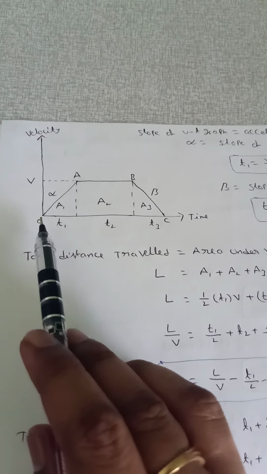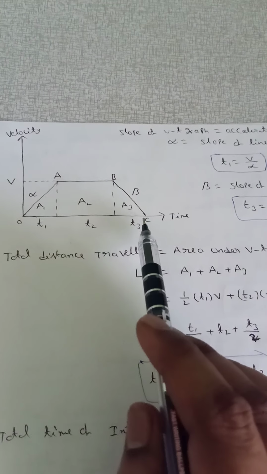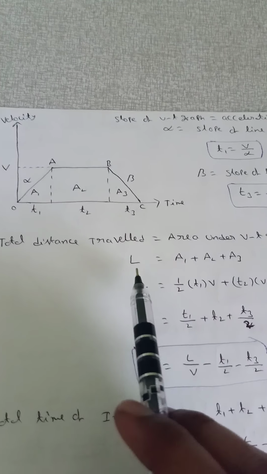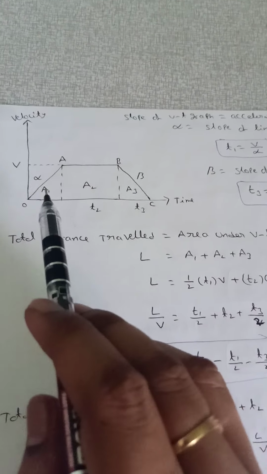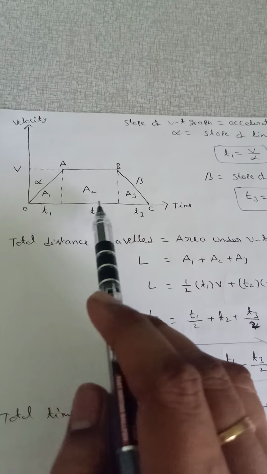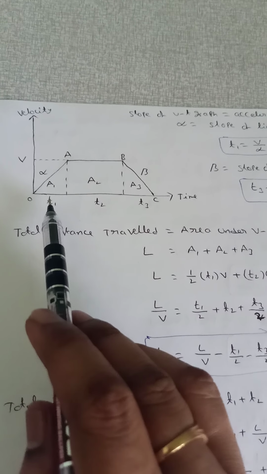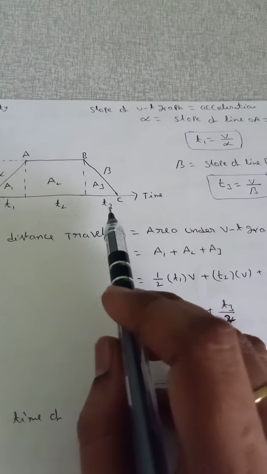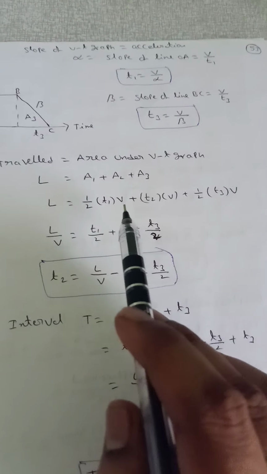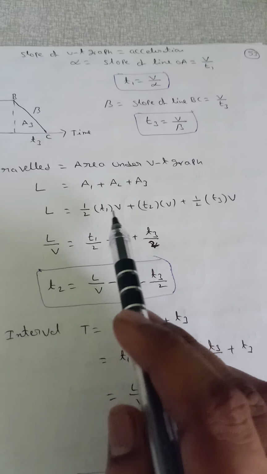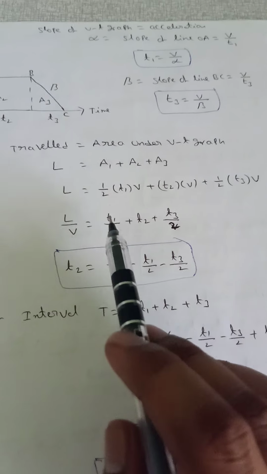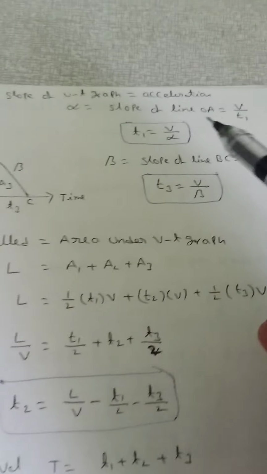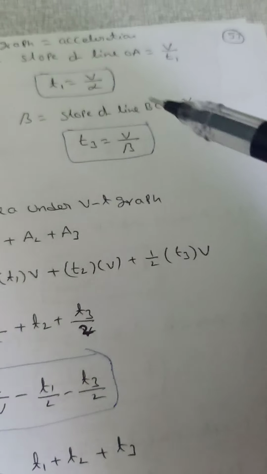This is one station and this is the other station. Between the two stations, the total distance traveled by the train L is equal to A1 plus A2 plus A3, that is, half into t1 into V plus t2 into V plus half into t3 into V. V is common, so on the left hand side L by V is equal to t1 by 2 plus t2 plus t3 by 2. The values t1 and t3 are known, but t2 is the unknown value.